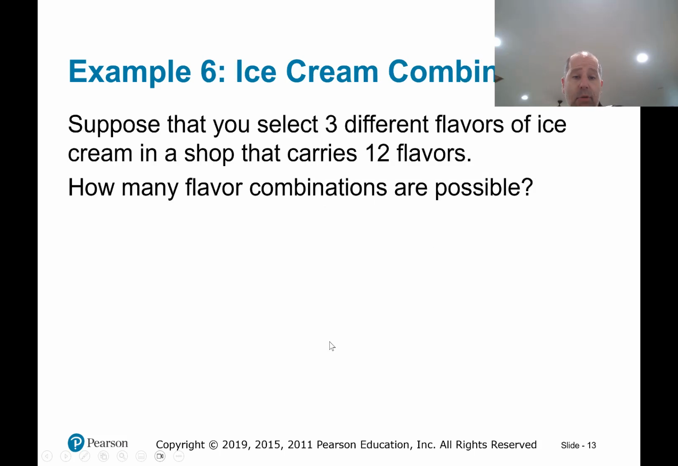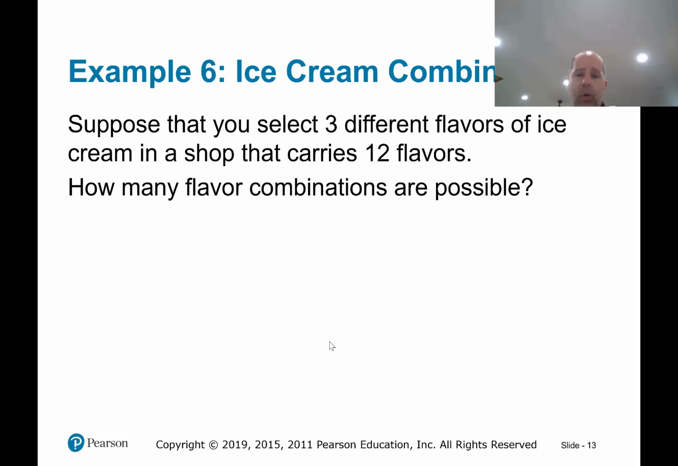Okay, let's talk about ice cream combinations. Suppose that you select 3 different flavors of ice cream from an ice cream shop that carries 12 different flavors. How many flavor combinations are there? Again, the order in which you're choosing the flavors does not matter. All that matters is, does the flavor get on your ice cream cone? It doesn't matter if it's the first scoop or the last scoop.